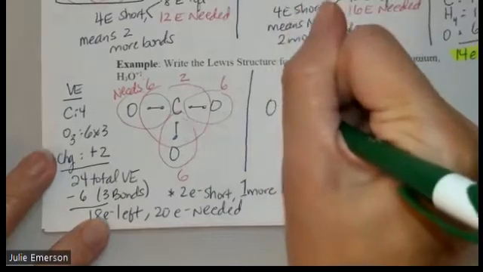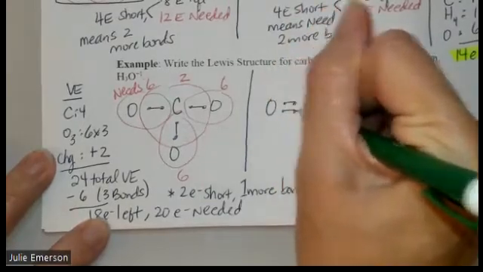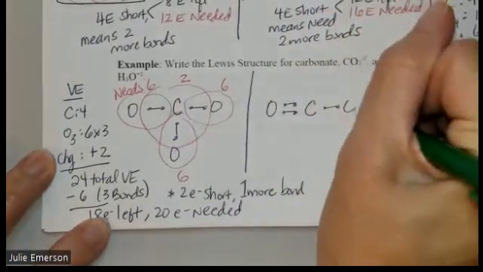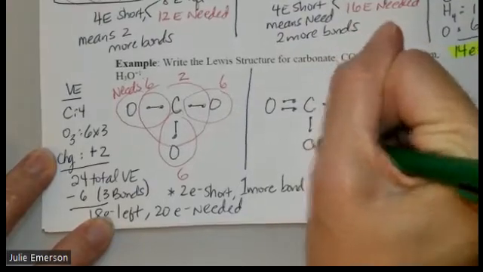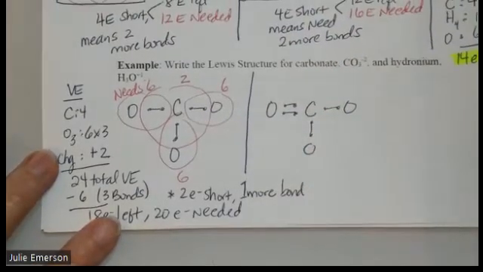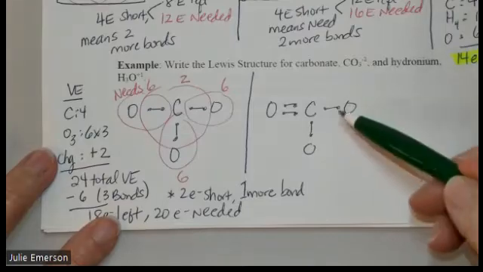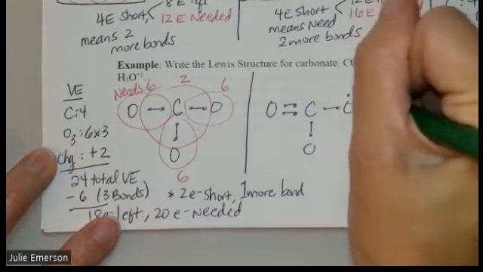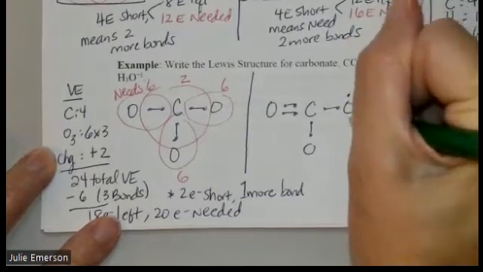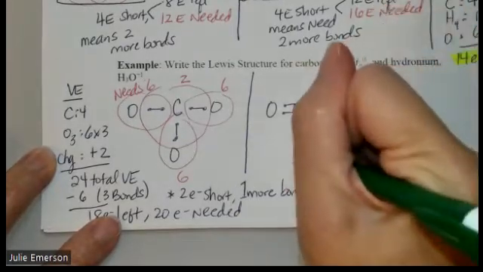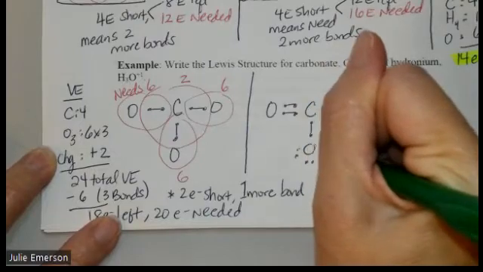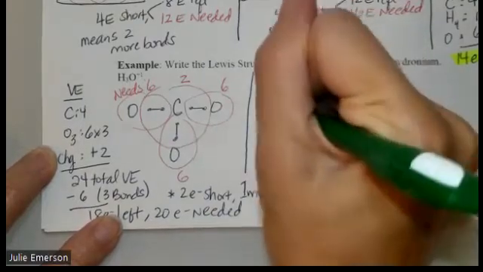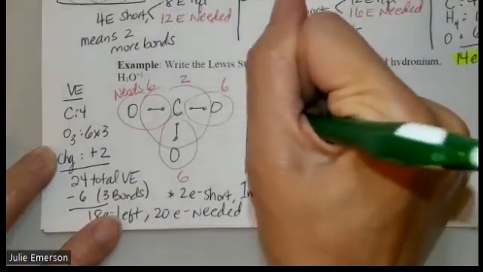So oxygen on the left will have the double bond. On the right will stay a single, and on the bottom will stay a single. Now, if I look at my carbon, 2, 4, 6, 8, carbon is done. The oxygens with the single bond would need 3 lone pairs to finish off the octet. And then the oxygen with the double bond would need 4 lone pairs to finish off the octet.